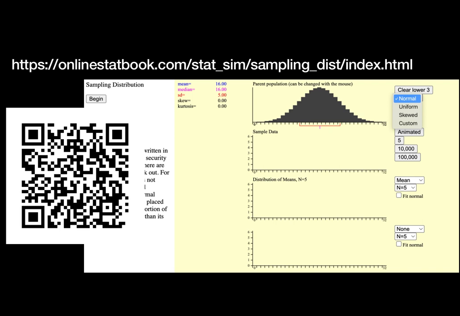So what we're going to do is take a look at this website. QR code is up there, so you can scan that. You can do it on your phone if you don't want to do it on your computer. I'm going to pull it up on my computer so we can look at it there. Again, if you wanted to Google search it instead, you could Google search for a sampling distribution applet. That is what this is, a sampling distribution applet.